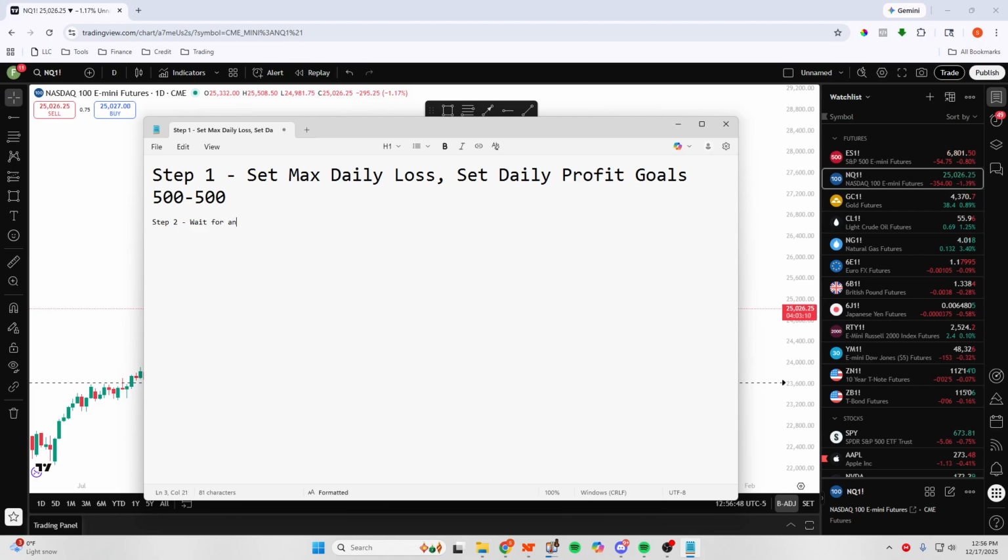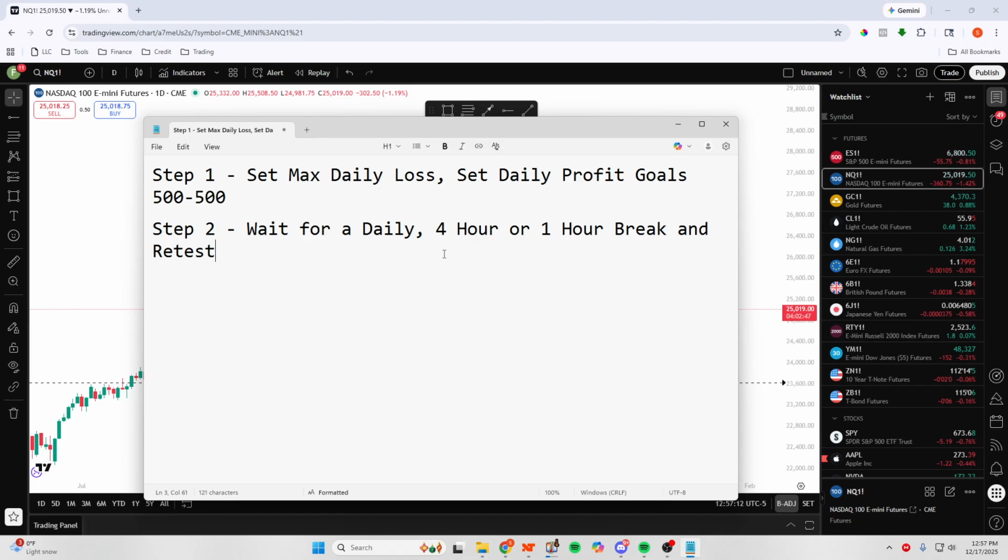hourly, daily, 4 hour or 1 hour break and retest. Okay. You want to make sure that the market is moving. You don't want some sort of stagnant, choppy market. You want there to be some sort of trend, and then you're going to wait for a daily, 4 hour, or 1 hour break and retest.